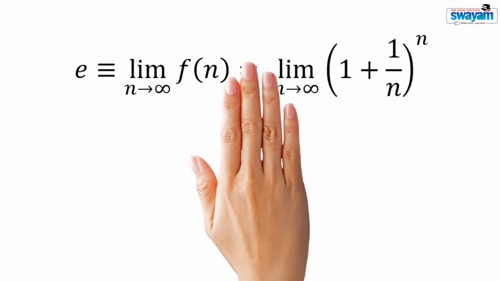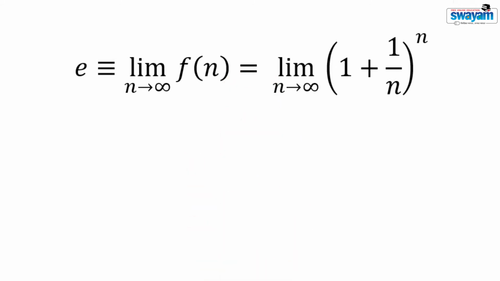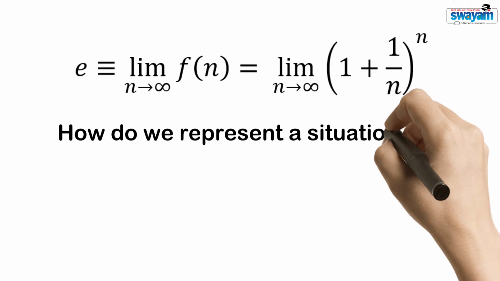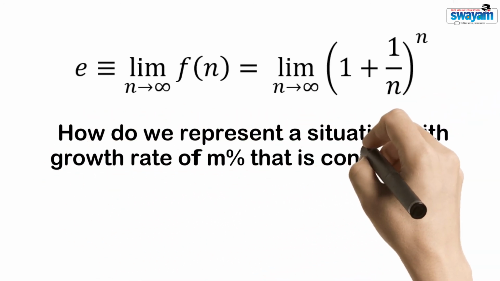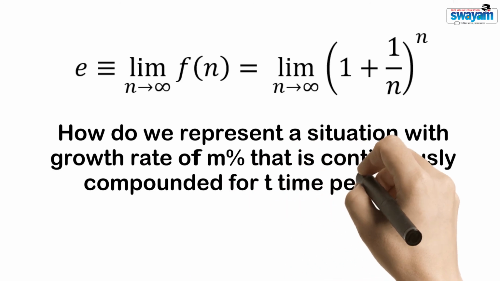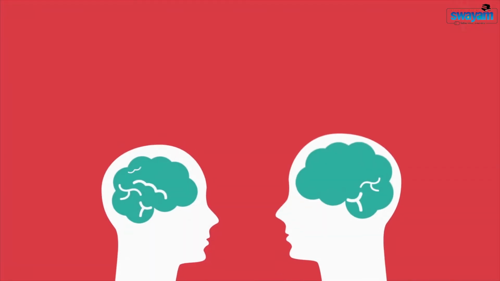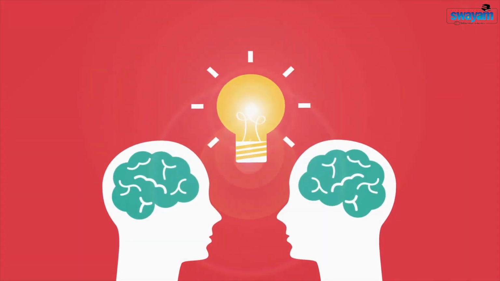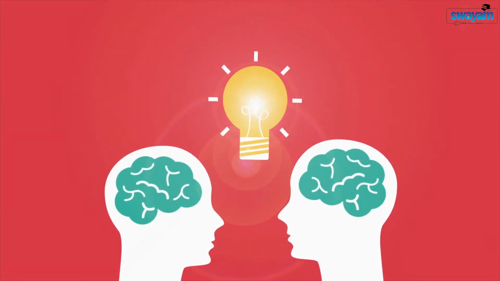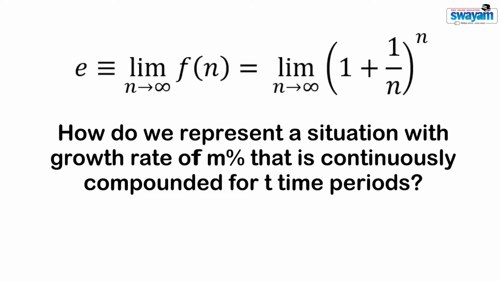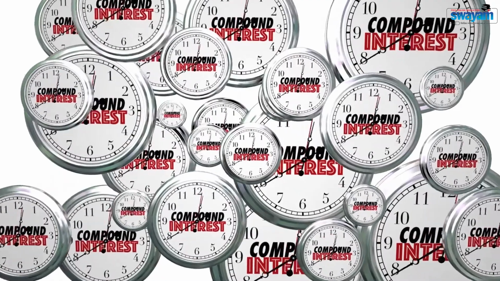Mathematically, e may be expressed in this form. How do we represent a situation with a growth rate of m% that is continuously compounded for t time periods? This is given by e to the power mt. In economics, this number or the value of e can be interpreted as the result of a special process of interest compounding.